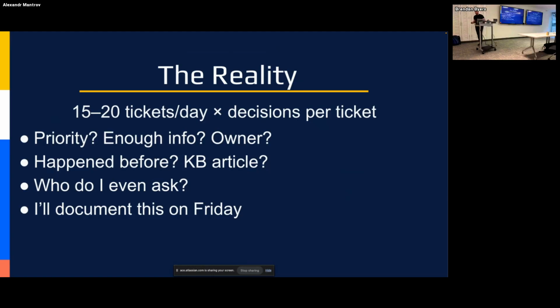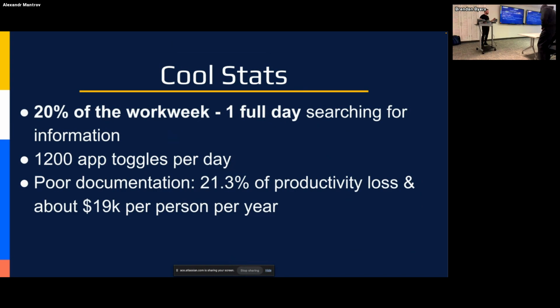So the reality is pretty simple. We do a lot. On average, in high-flow environments, support technicians work about 15 to 20 tickets a day. Each ticket is a set of decisions. What's the priority? Is it a problem at all? Is there documentation about it? Should I ask Sarah? Oh no, Sarah left 6 months ago. Who do I ask, right? And the bottom one, the most favorite: I'll do it on Friday. So the cost and the outcome is pretty sad.